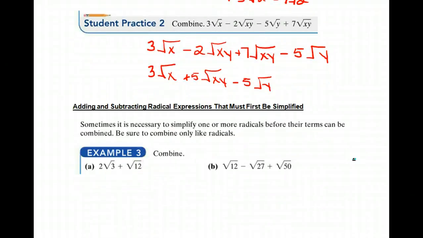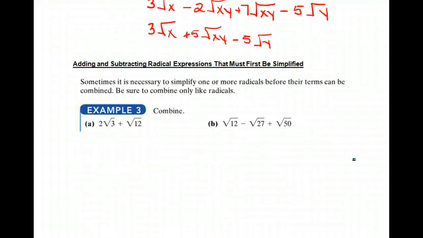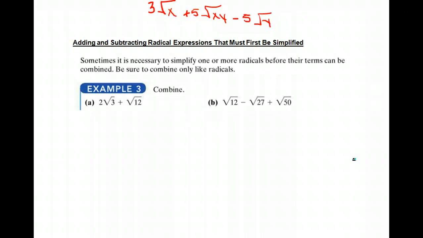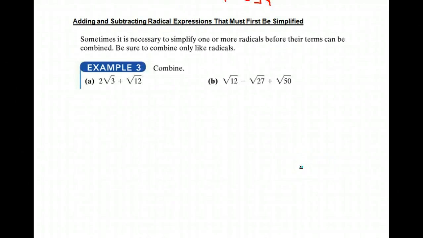Our next objective here is for us to be able to add and subtract radical expressions that must first be simplified. As you're looking at these, you are going to think to yourself, well, I don't have any like radicals. And you might move on, but you're going to get that problem wrong because you could have simplified these radicals by taking care of a perfect square, factoring out a perfect square, and then you would have like radicals. So you always need to try to simplify your radicals.